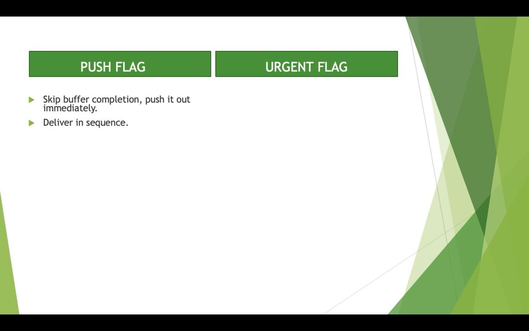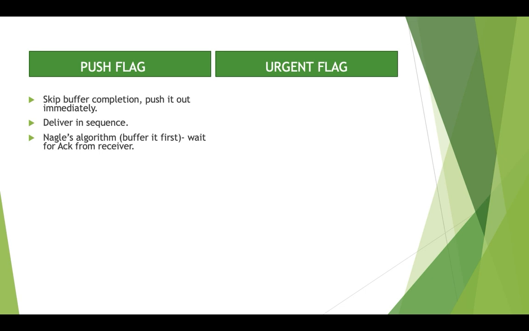Since it doesn't have to wait for anything to be completed like that, the data is sent as it is, and it is delivered in sequence. When we go to the urgent flag, we will understand more about what we mean by in sequence. There is a concept called Nagle's algorithm.